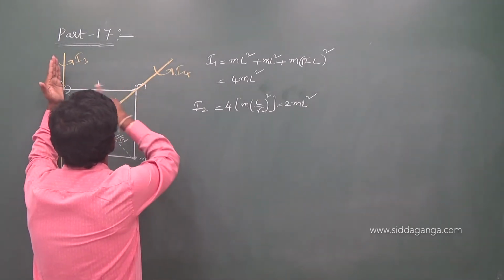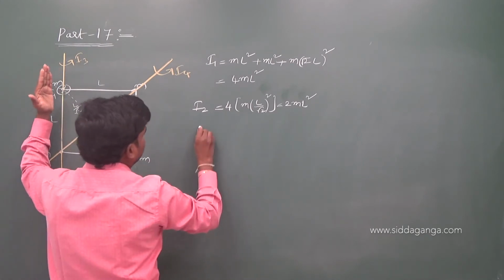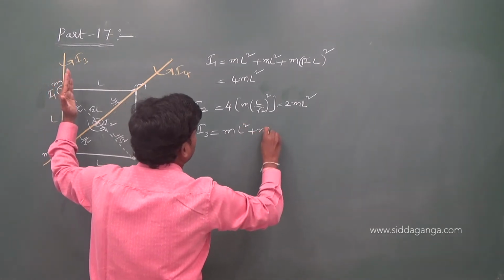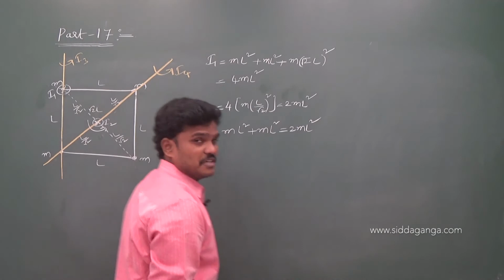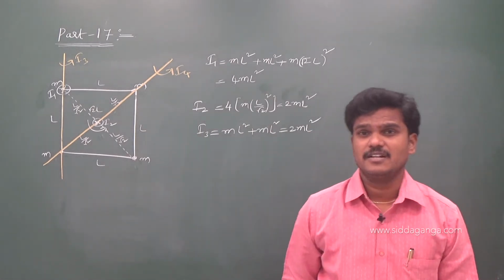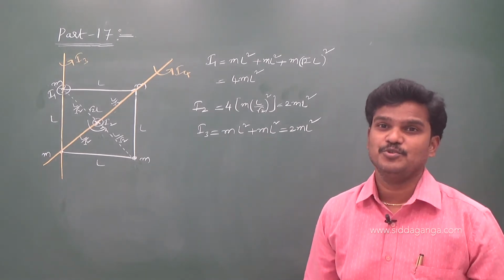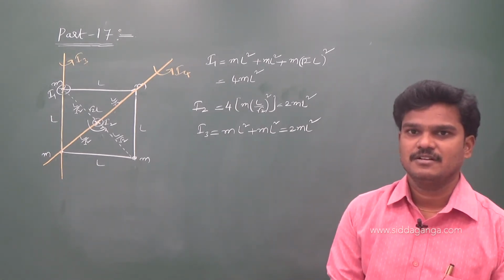Because of this, there is a moment of inertia. M into L square plus M into L square. What is I3? I3 is ML square plus ML square, 2ML square. I3 clear. Feel correctly. Simple questions, not tough. If I enter into cube, you may feel some tough. Okay, we'll see based on situations.